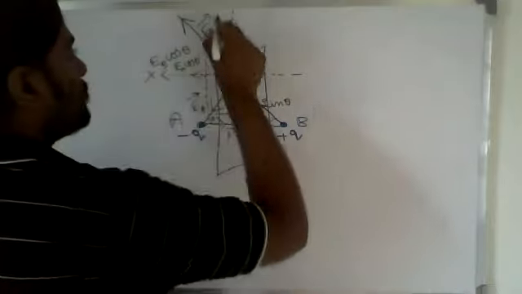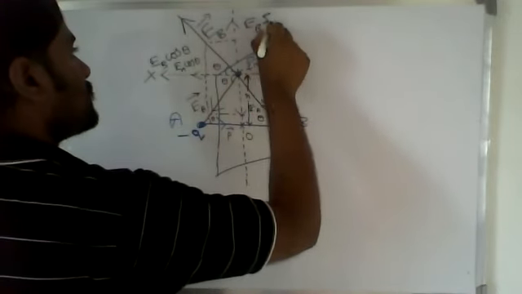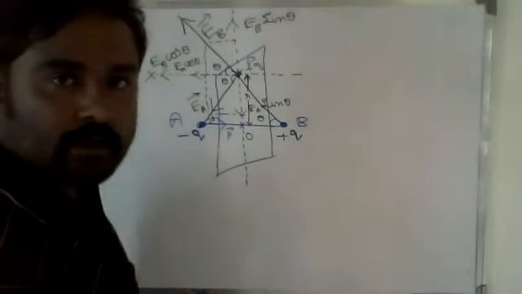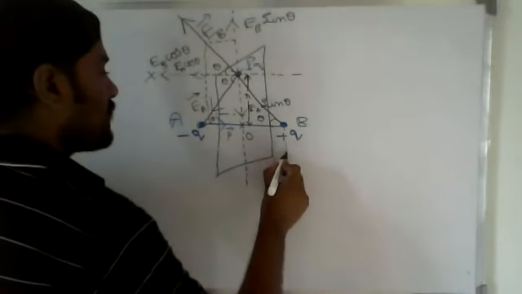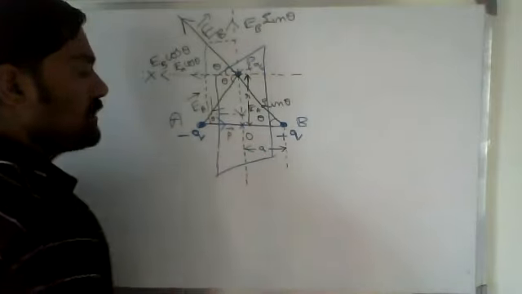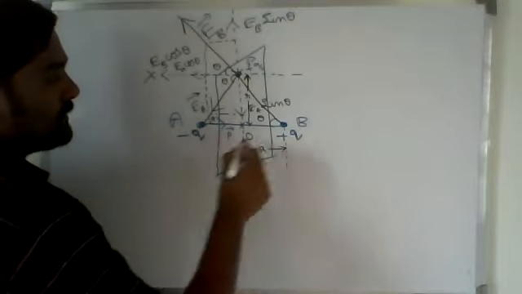And the perpendicular component is EB sine theta. Okay. So what is the distance from O to B? This is A. So O to P is R, O to B is A.